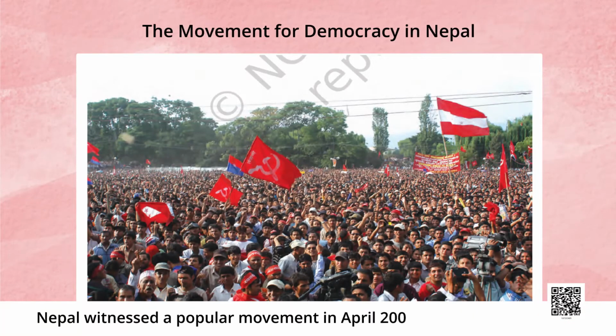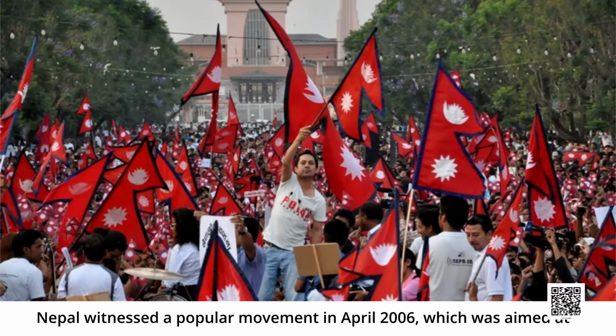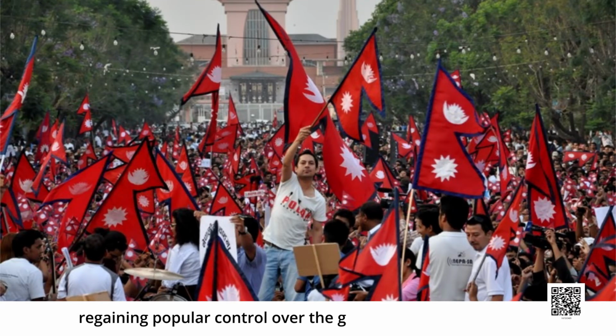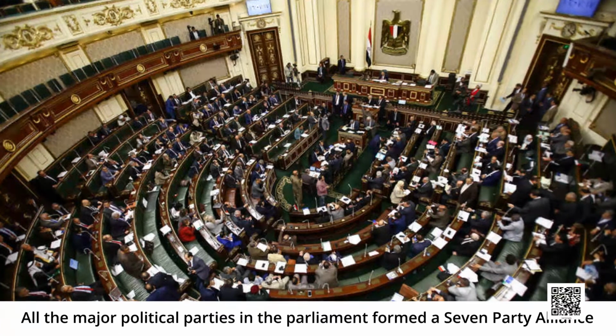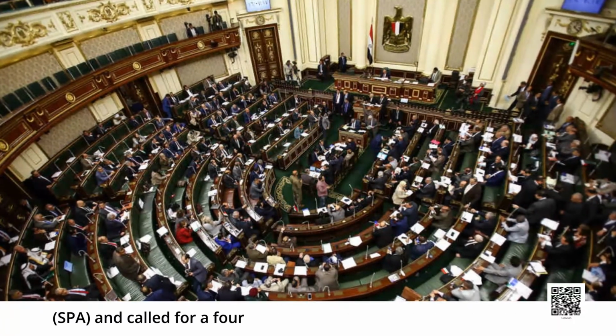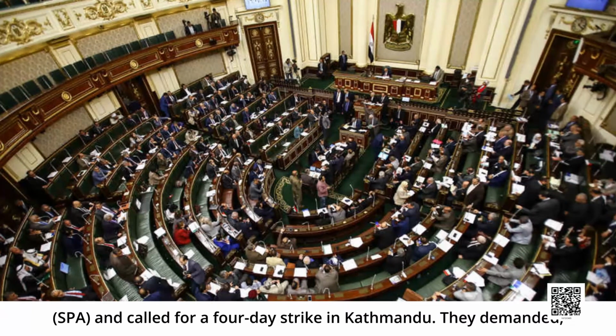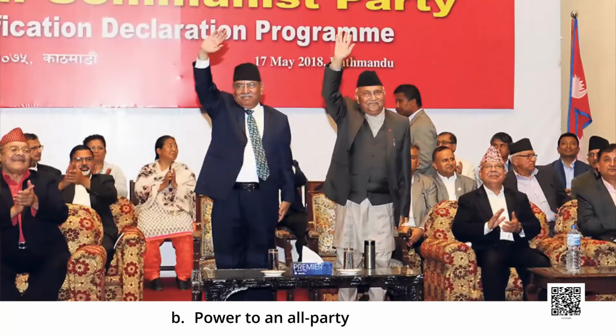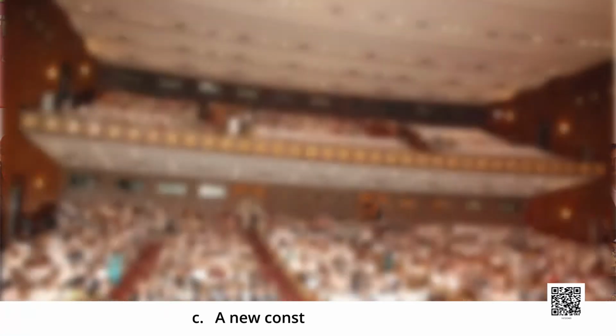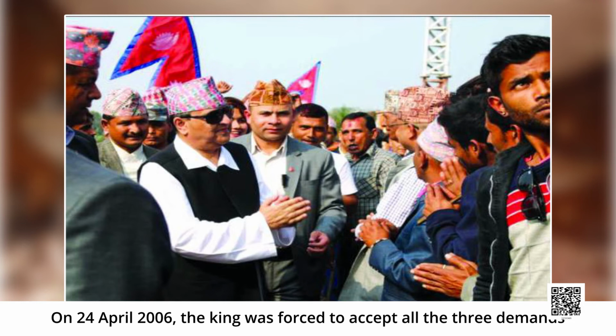Nepal witnessed a popular movement in April 2006, which was aimed at regaining popular control over the government from the king. All the major political parties in the parliament formed a 7-party alliance, known as SPA, and called for a 4-day strike in Kathmandu. Their demands included restoration of parliament, power to an all-party government, and a new constituent assembly. On 24th April 2006, the king was forced to accept all 3 demands.